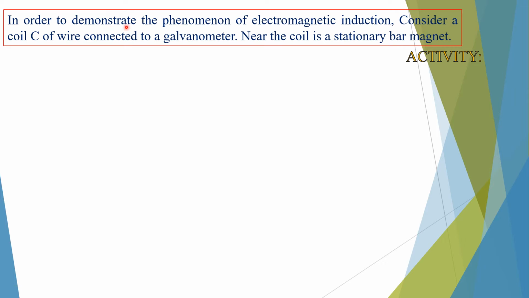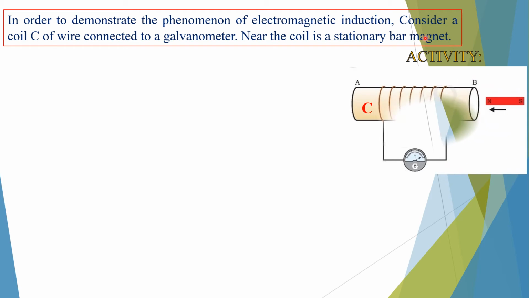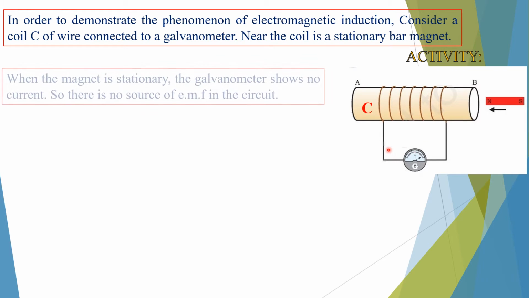In order to demonstrate the phenomenon of electromagnetic induction, consider a coil C of wire connected to a galvanometer. Near the coil is a stationary bar magnet. In this figure, you can see a coil C and a stationary magnet near to the coil, and the coil is connected with a galvanometer.